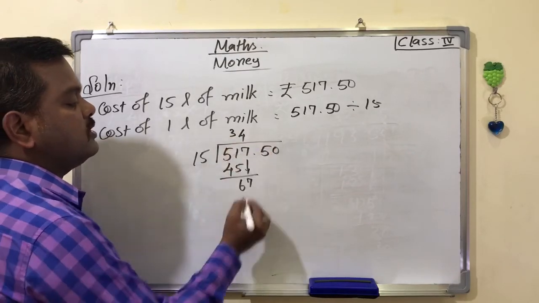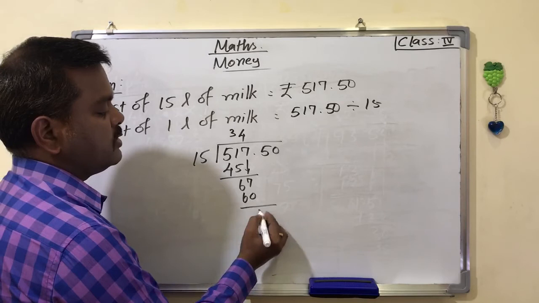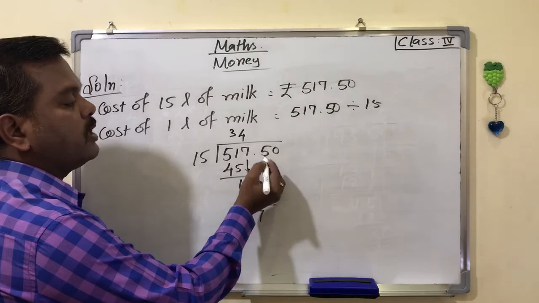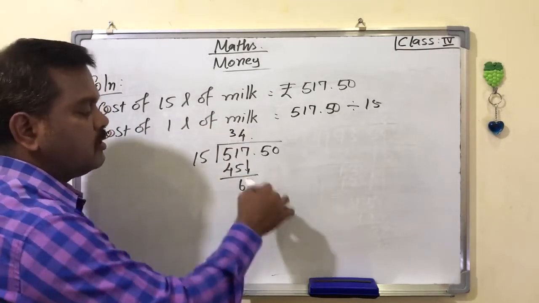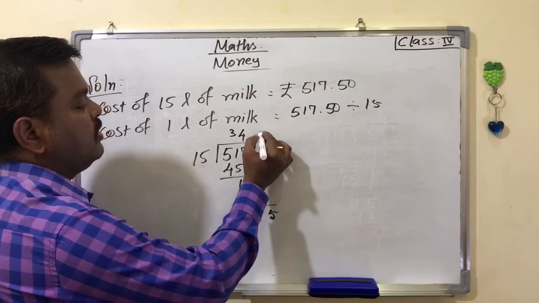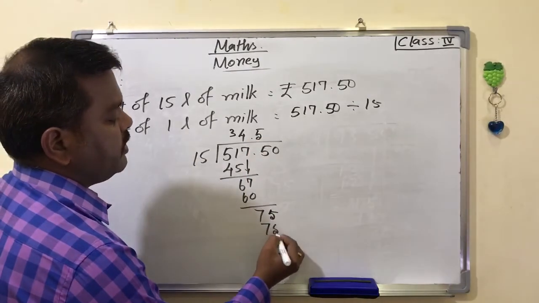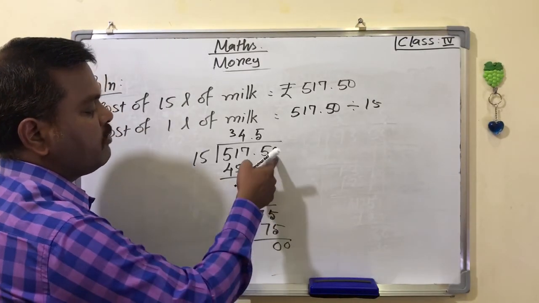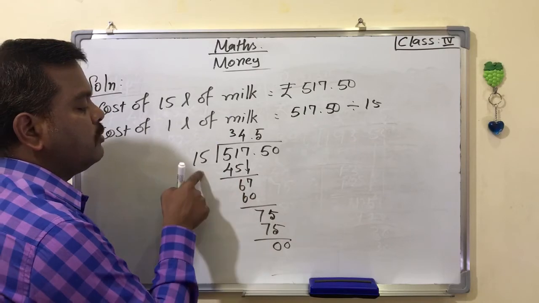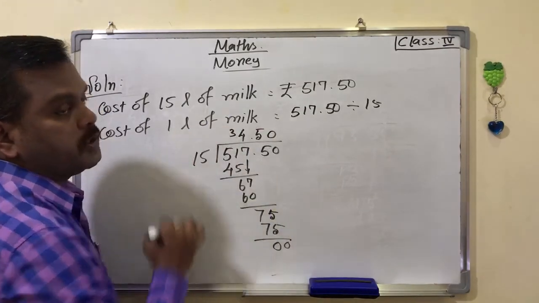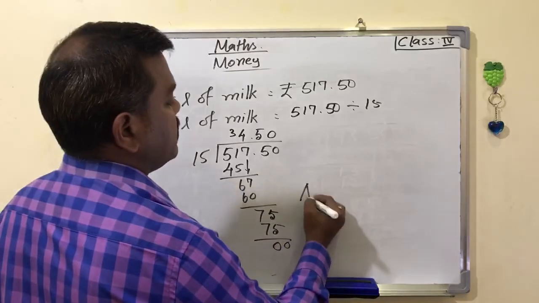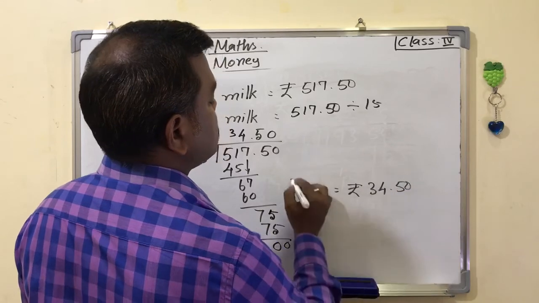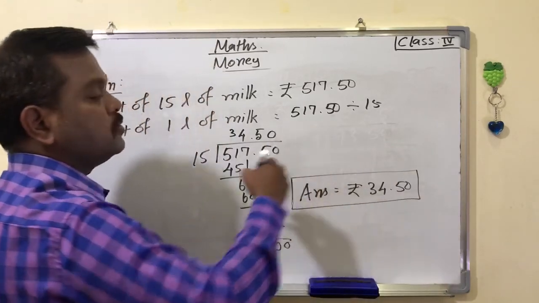67. 4 15s are 60. Bring next number 7. Balance 7. Okay, bring next number down. But we are crossing the whole number division. We have to put one point in the quotient. Okay, then bring this down. 75. 5 15s are 75. Balance 0. This 0 also we have to bring down. Whenever we are bringing any number down that is not divisible by the divisor, have to put one 0 in the quotient. Okay, so our answer is rupees 34.50. This is the way you have to do this word problem.